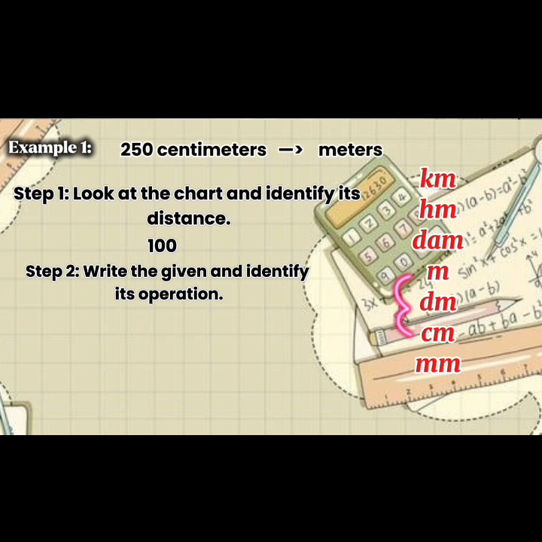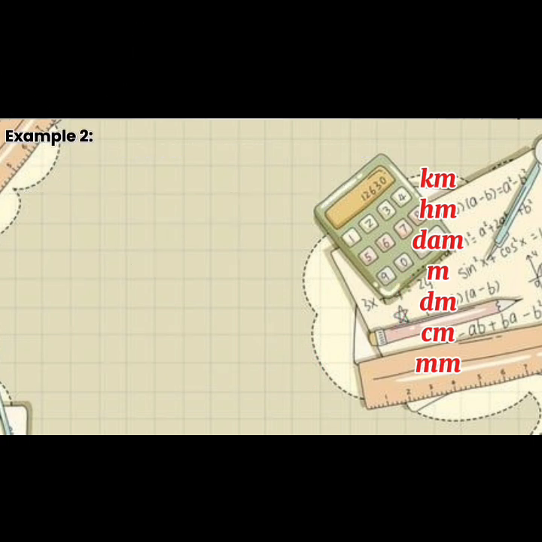The second step is to write the given, which is 250 centimeters into meters, and identify its operation, either multiplication or division. So it will be 250 centimeters into meters is equal to 250 divided by 100 equals 2.5 meters. Got it? So let's move on to example 2.